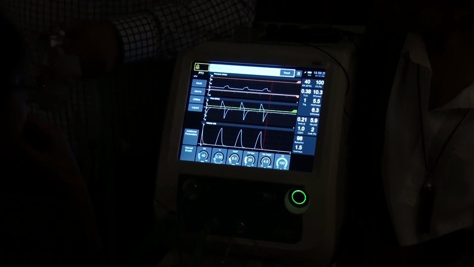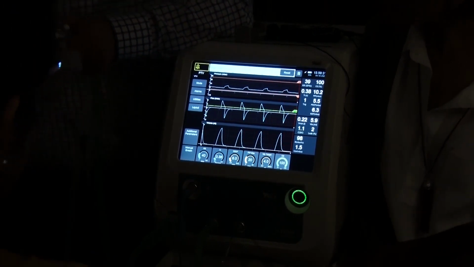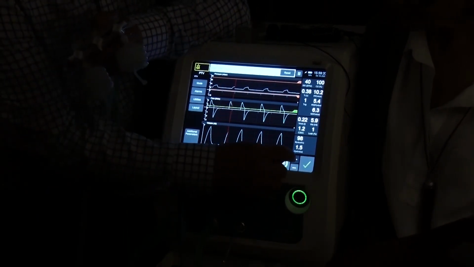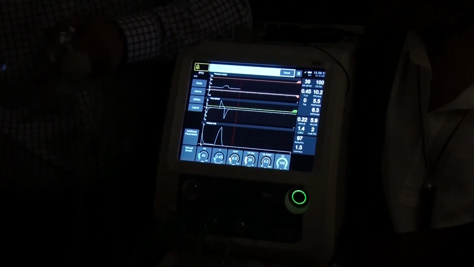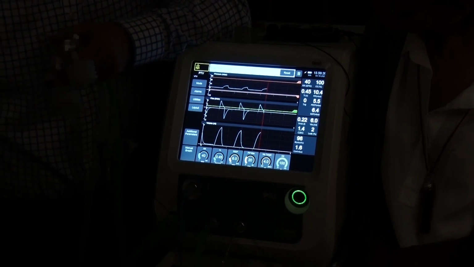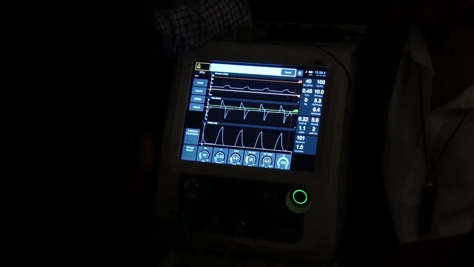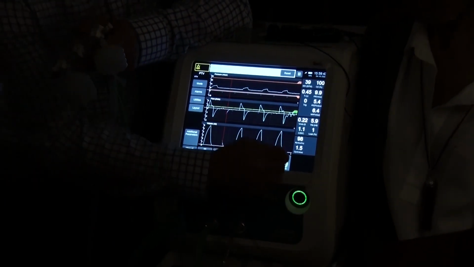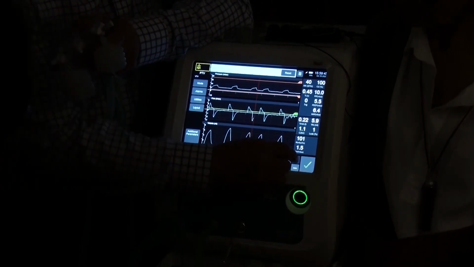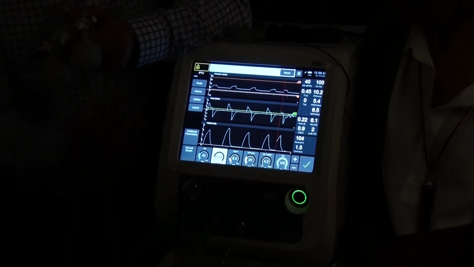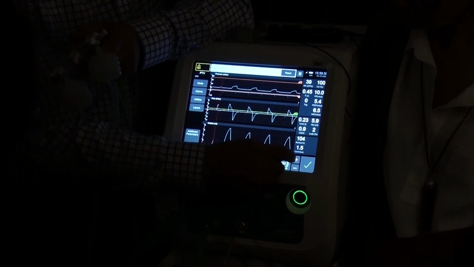Still not doing it. That's still too short, right? So this lung is not like a newborn baby lung, is it? It's a bit different. But this is the lung we've got. It's not the lung we think we've got. It's the real lung.